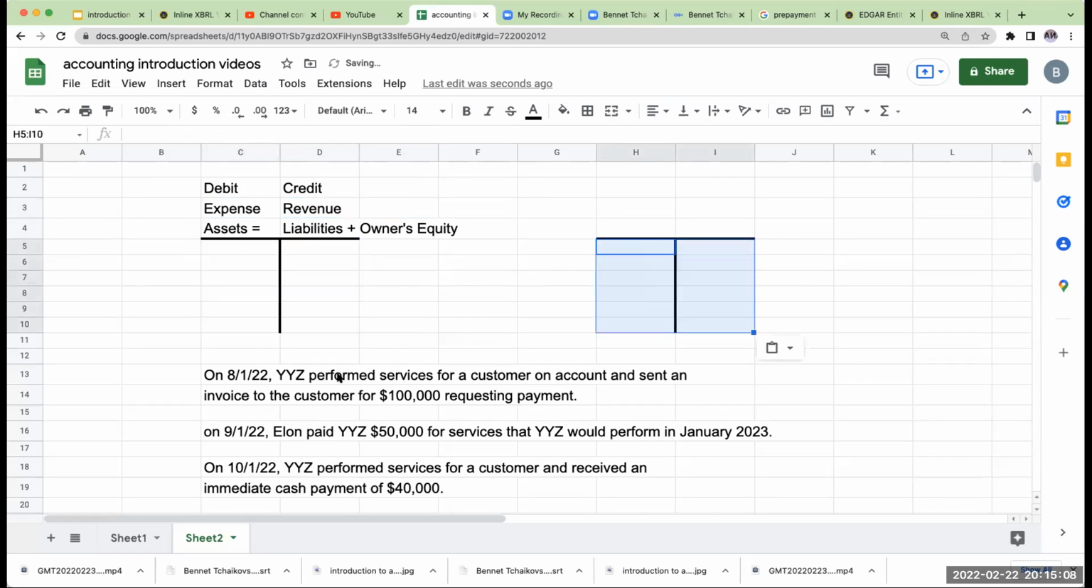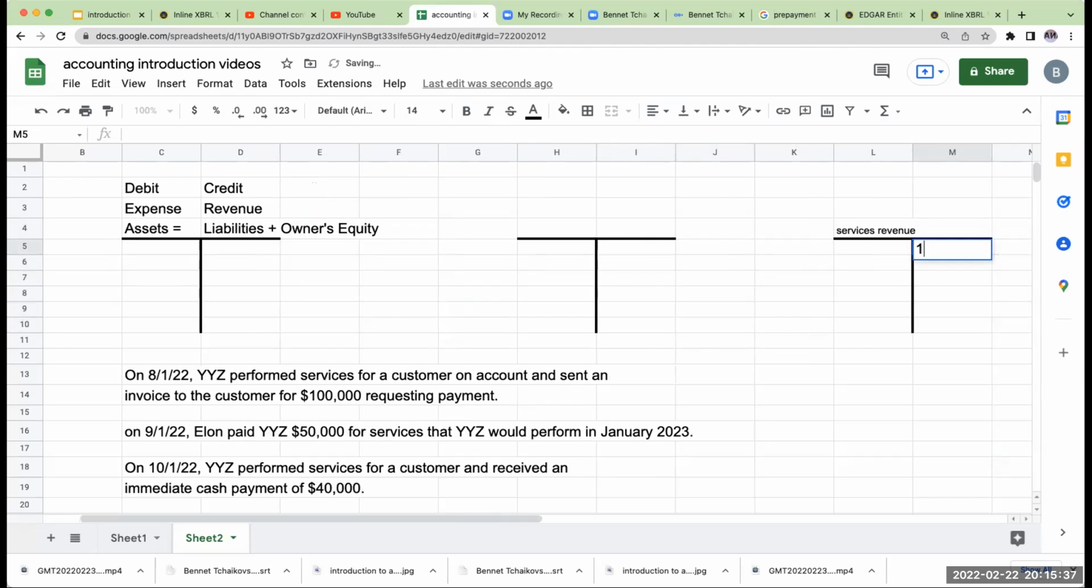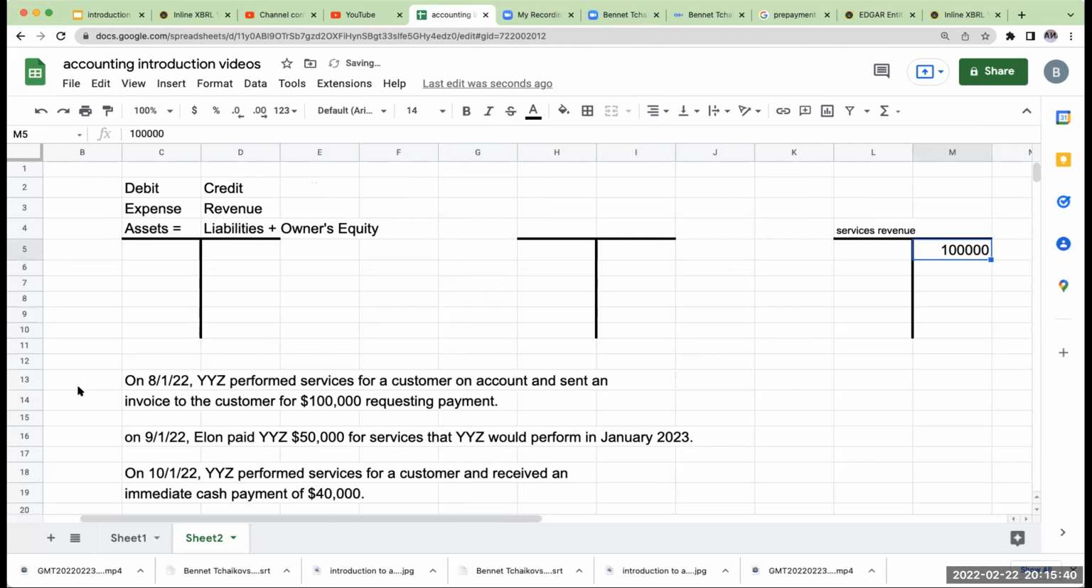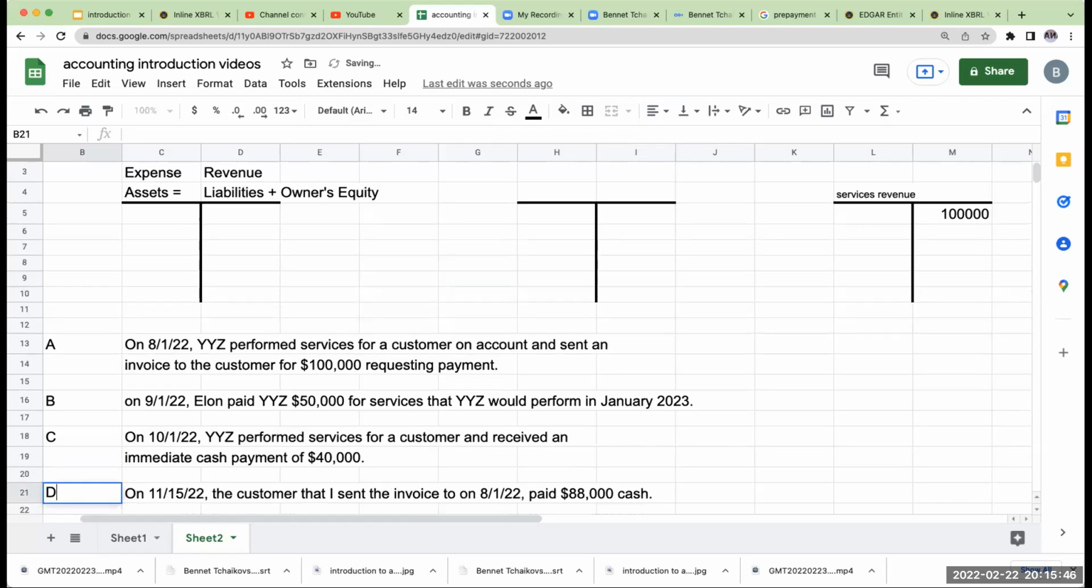So over here, I performed the services. So the customer owes me the money. So I performed the services for the customer on account, and I sent them an invoice. What is an invoice? If you don't know, type in, what is an invoice? An invoice generally is a summary of services. So if I've performed the services, I'm going to recognize the revenue. So over here, I'm going to credit services revenue for $100,000. And we'll label this transaction A. We've got B, C, and we've got D.